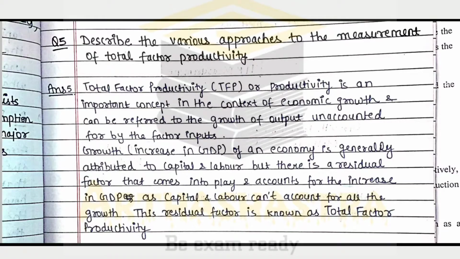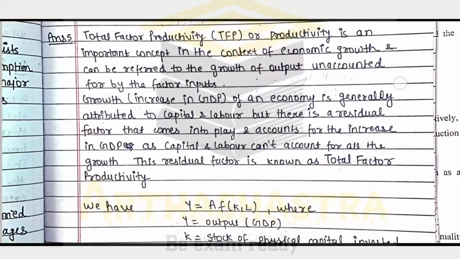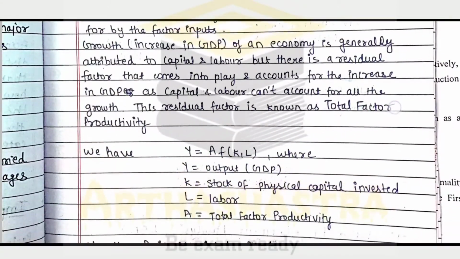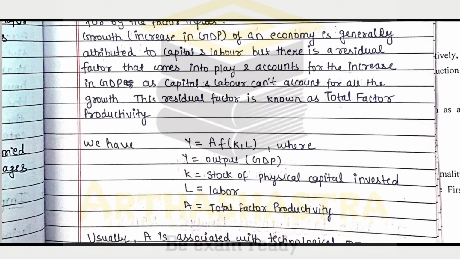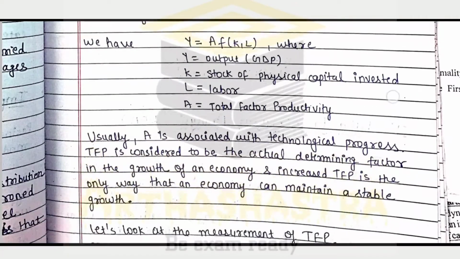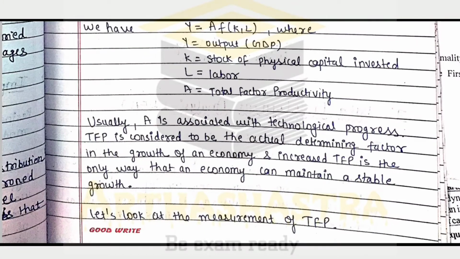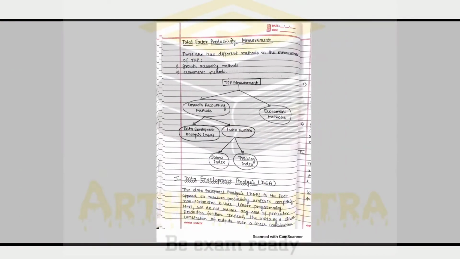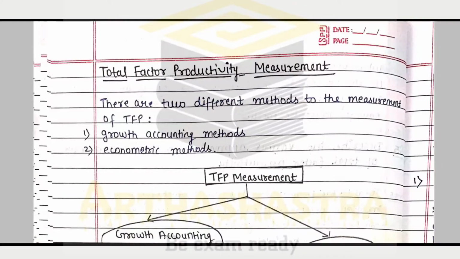So we have written down the question followed by the answer. First, we have given a brief overview of what TFP is, and we have tried to explain it with the help of the production function Y equals A into F of K comma L. So F(K, L) is the Cobb-Douglas production function, and here A is the factor representing total factor productivity. So this is a brief intro about total factor productivity. Before writing down the approaches to measure TFP, we can define what TFP basically means.